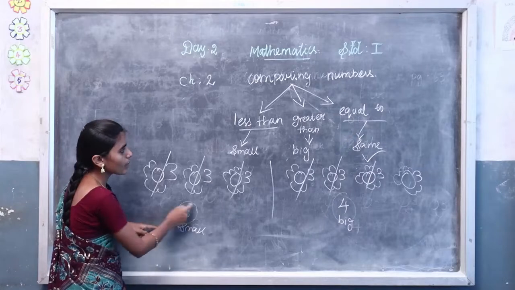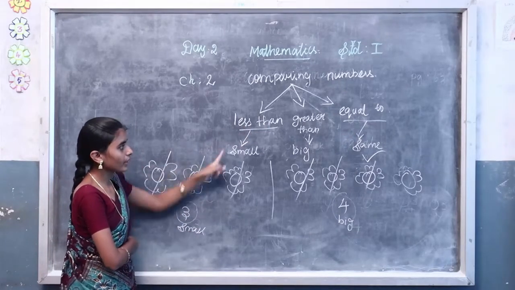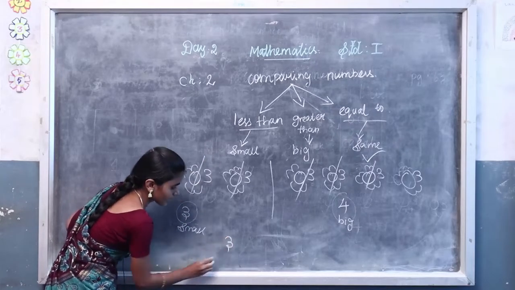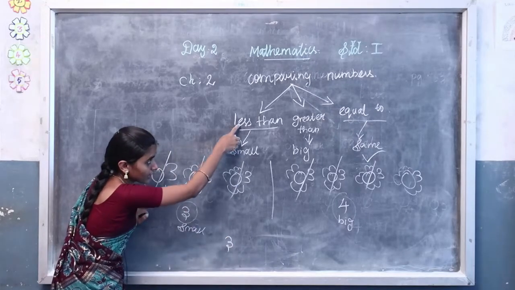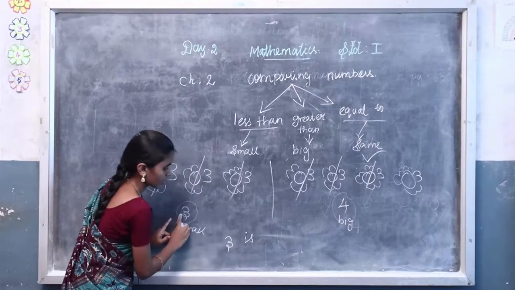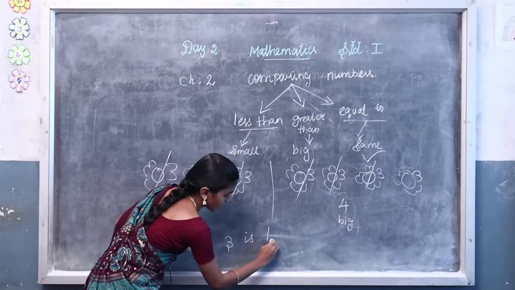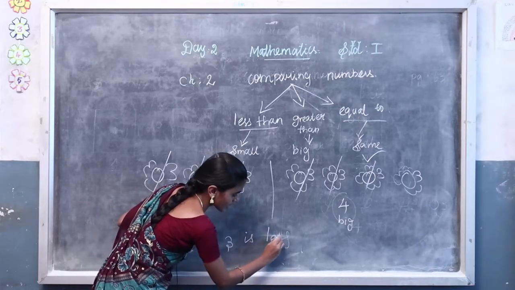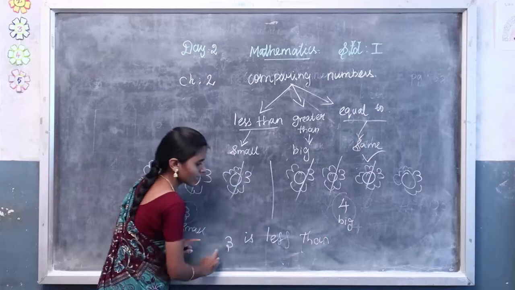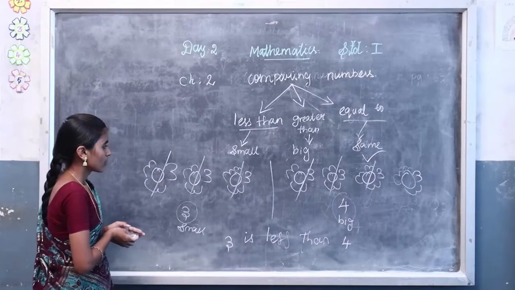So, to indicate the small number, we have to use the words less than. So, how do you write that? Number 3. To indicate the small number, use the words less than. So, 3 is less than 4. 3 is less than 4, less, L-E-S-S, less, T-H-A-N, then 4. 3 is less than 4.